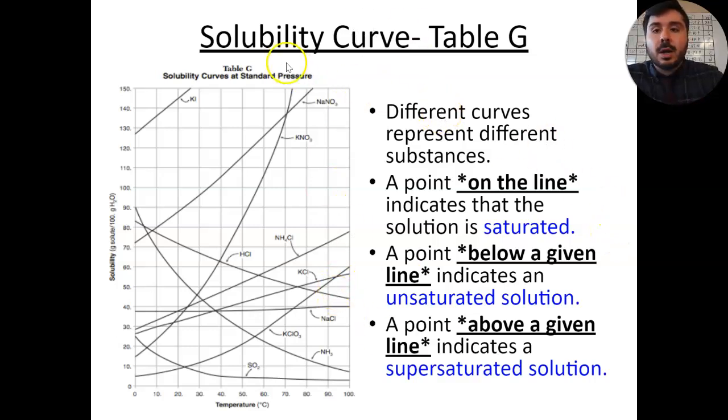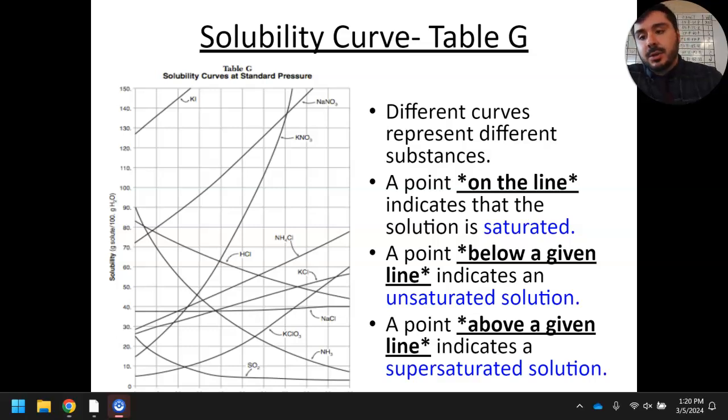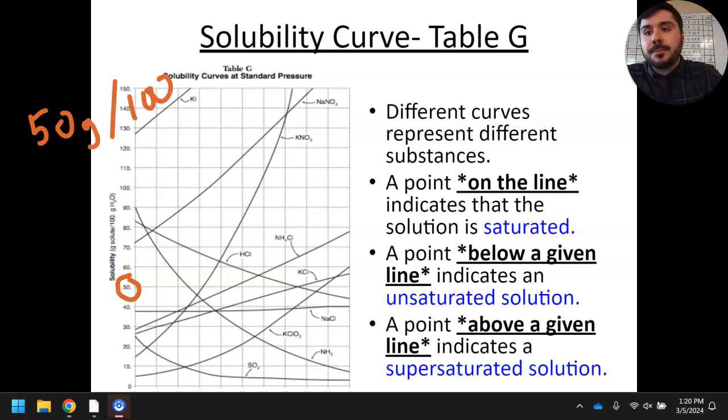So everything here on the y-axis, you guys, let's say, for example, if I pick out 50, that means that I've got 50 grams of a substance for every 100 grams of H2O. Right, that's what this last bit here means, divided by 100 grams of H2O. Okay, so whatever measurement you've got here on the y-axis, that is referring to the amount of grams of that substance in 100 grams of H2O.